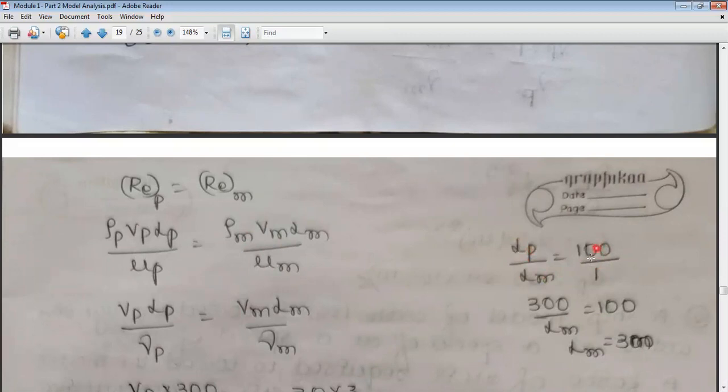LP by LM is equal to 100 divided by 1. It is a ratio. So LP is 300 meter divided by LM is equal to 100. Therefore, LM is equal to 3 meters. Because sometimes you people will take LM as 1 meter. That is wrong. This is the use of the ratio.